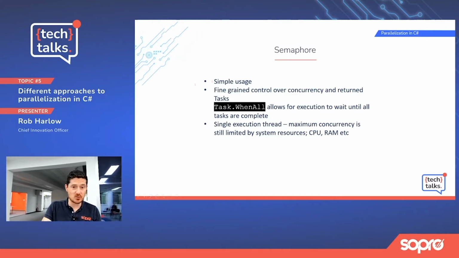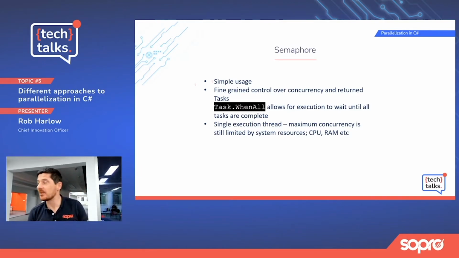And so for me, that's a really important differentiator between semaphores and foreach, because it gives the really fine-grained control over concurrency and direct access to the tasks returned, allowing us to use things like Task.WhenAll, or we could batch tasks up. And again, runs on a single execution thread, which is good for simplicity. However, does have drawbacks when you start looking at system resources. They're always going to be the things that limit your maximum level of concurrency. CPU, RAM, storage, anything that sits on your local machine.